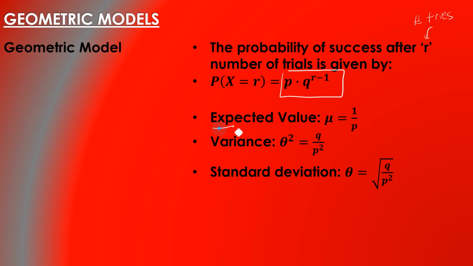And again, we have here expected value, variance, and standard deviation formulas. And for each model, these are slightly different. So our expected value, mu, is going to be 1 divided by the chance of success. Our variance is going to be Q divided by success squared. And of course, our standard deviation is the square root of the variance.